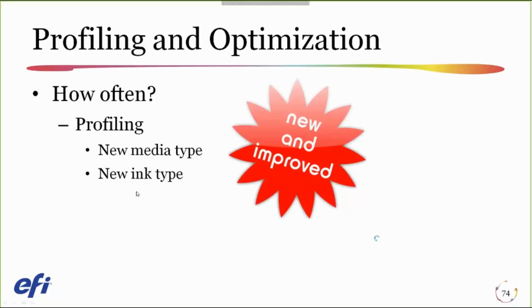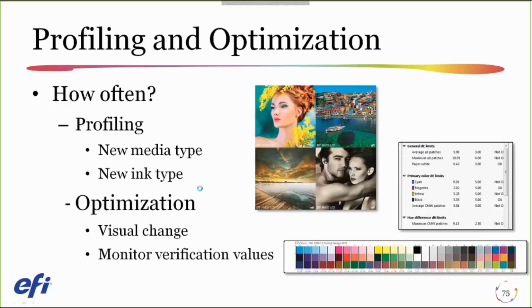Again, aqueous inkjet printers are much more impacted by a change in media. UV inkjet printers, not so much. So again, you want to test and find out if you do need to or not. Well, how about optimization? Two ways, a visual change. Now this can also be used for whether you need to do a new profile. When you're finished and your system is set up and running well, and you're happy with it, print a set of sample images.